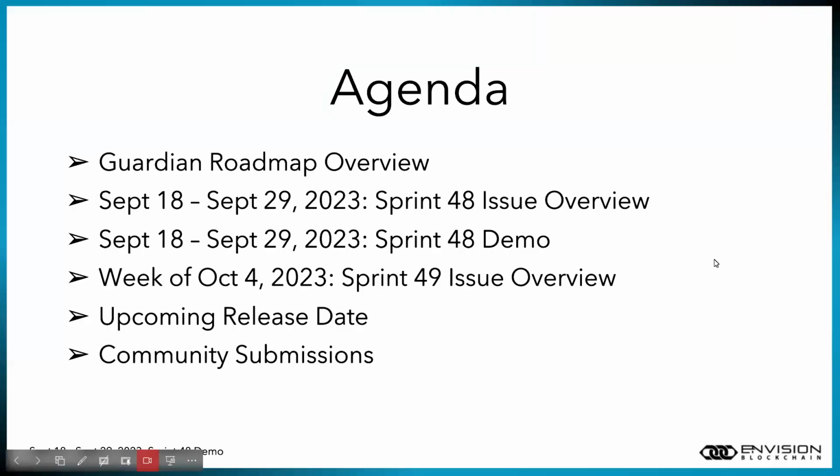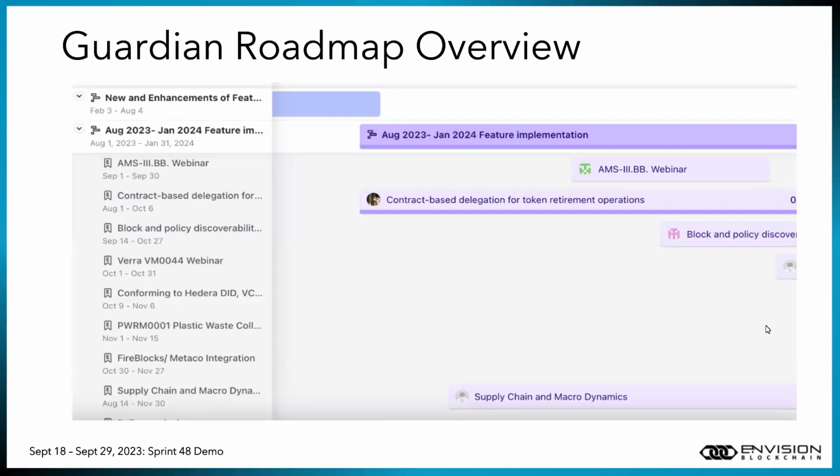So just a quick overview of the agenda. We'll be looking at the roadmap. We'll also be talking about the issues that we tackled in Sprint 48. Then we'll be flipping over and giving you a demo on Sprint 48. We'll also look ahead to the week of October 4th, which is Sprint 49, and the issues that we will tackle in Sprint 49. We'll also be talking about the upcoming releases. We'll also give you some of the ways that you can submit bugs or policy requests to various different channels. So just a quick overview of the Guardian roadmap.